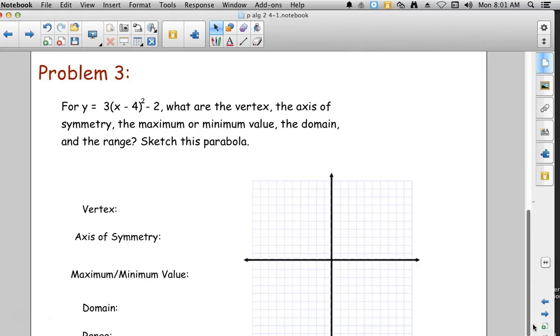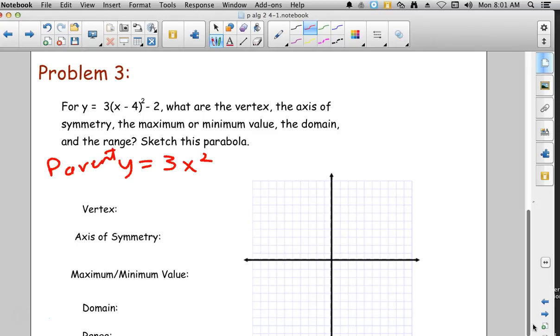This says for y equals 3, absolute value of x minus 4 squared minus 2, what are the vertex, the axis of symmetry, the maximum or minimum value, the domain and the range, and then sketch this parabola. So here's what we want to do. We want to graph this as our new parent function, because a always tells us the shape of the graph. And then we're just going to use h and k to move it. That's all we're going to do.